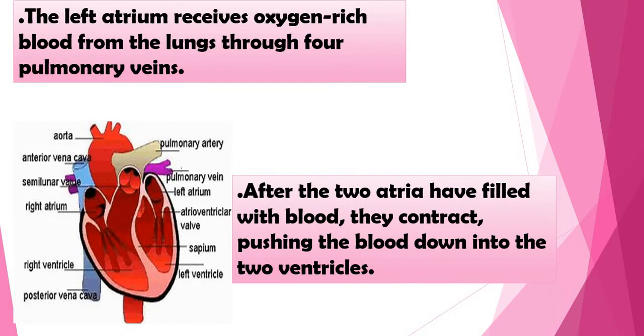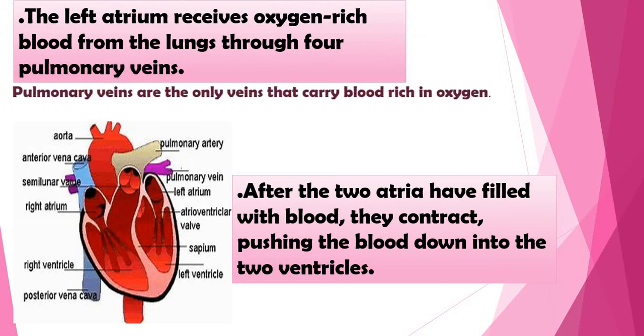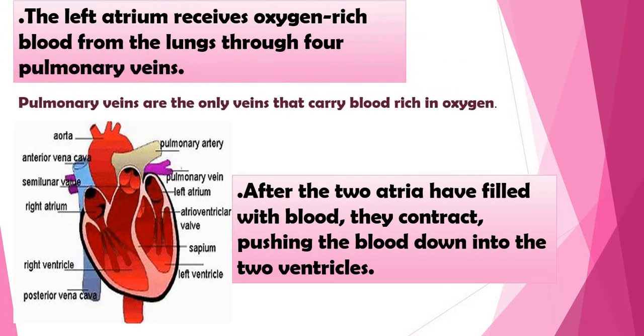The left atrium receives oxygen-rich blood from the lungs through the 4 pulmonary veins. These veins are the only veins that carry blood rich in oxygen. We said that all veins carry deoxygenated blood, or blood poor in oxygen, except these 4 pulmonary veins. These are the pulmonary veins. They are filled with oxygenated blood.